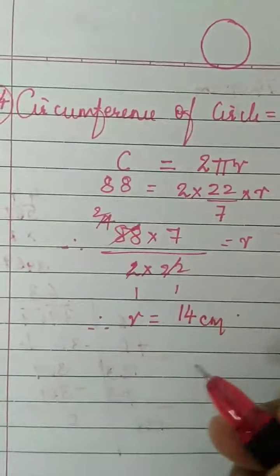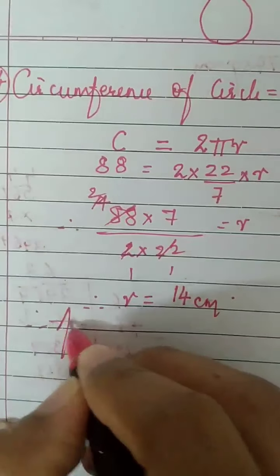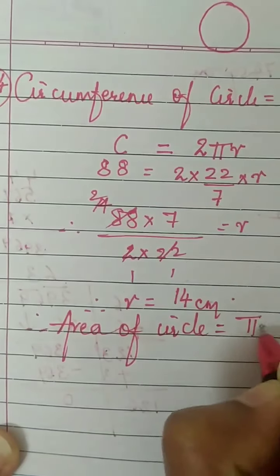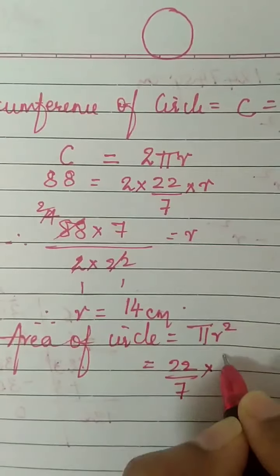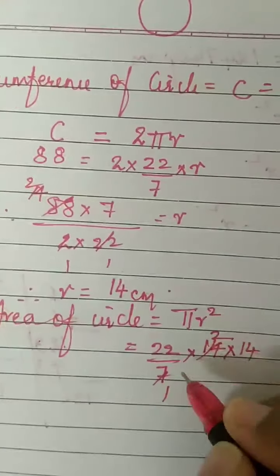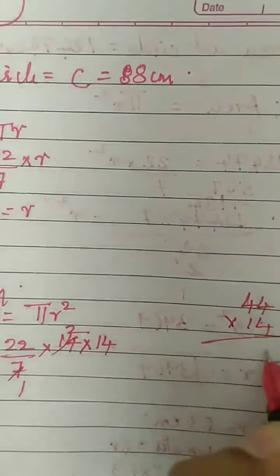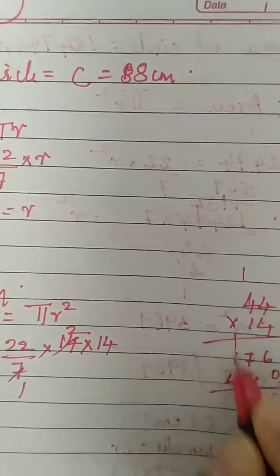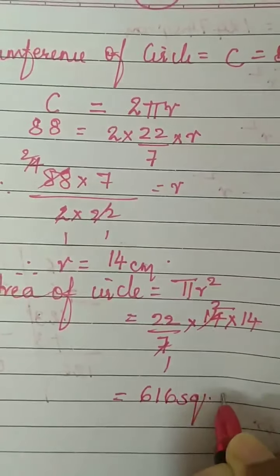Once you get R, can you get the area? So simple. R is 14, so therefore area of circle is equal to pi r square, which is equal to 22 upon 7 into 14 into 14. 7 ones are 7, twos are 14. 22 into 2 is 44. 44 multiplied by 14. 4 fours are 16, carry 1, 16, 17, 0, 4 ones are 4, 4 ones are 4, 616. See, I told you to do it on your own and I am only solving it.